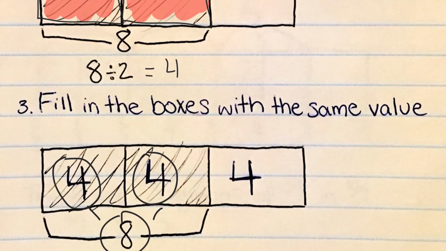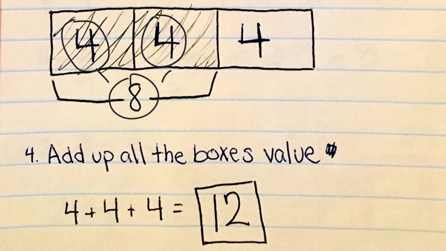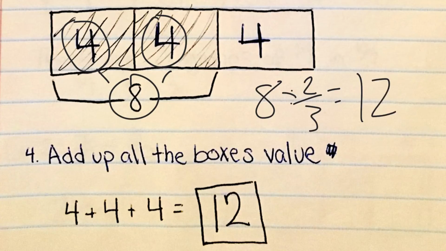And last but not least, in order to finally solve the problem, step number 4 is to add up the value of all the boxes. So we've got 4 plus 4 plus 4 equals 12. So our answer is 12. So the question, 8 divided by 2/3 is what? We know that our answer is 12.